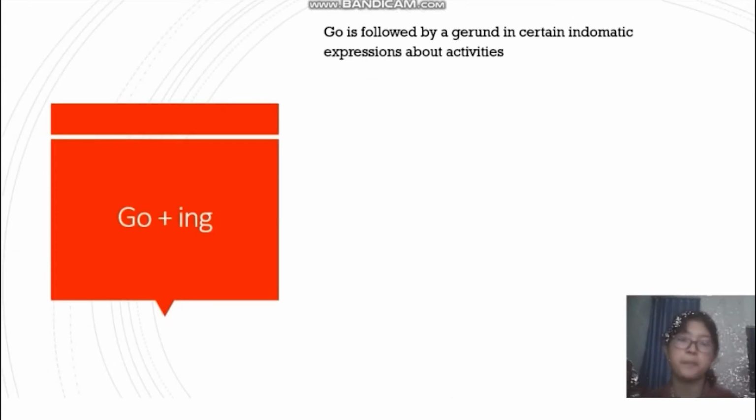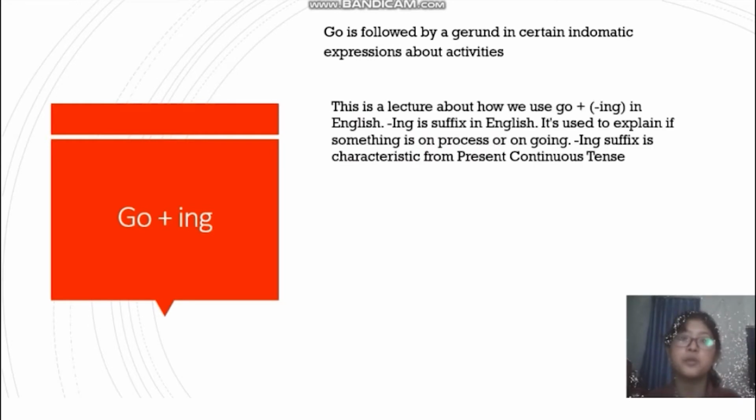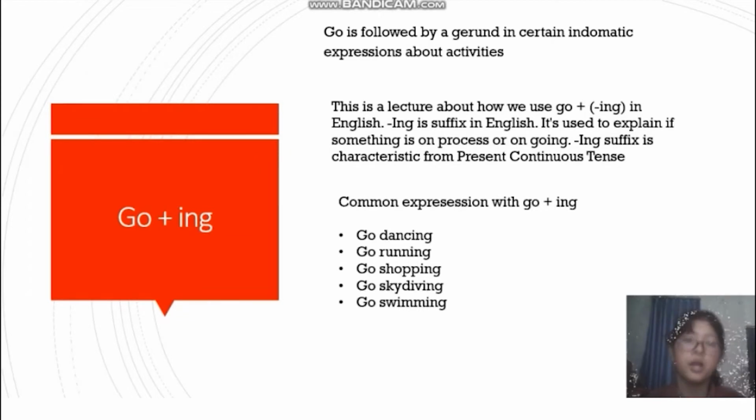Go plus ing. Go is followed by verb ing for certain idiomatic expressions about activity. Ing is a suffix in English. It is also used when something is in process or ongoing, a characteristic of the present continuous tense. Common expressions with go plus ing: go dancing, go running, go shopping, go skydiving, go swimming.